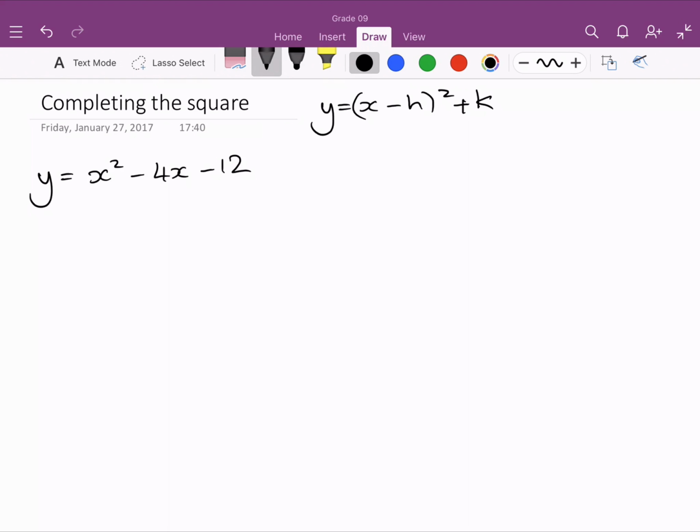Here I have a quadratic, x squared minus 4x minus 12. To the right of that I have the standard form of completing the square, which is y equals x minus h all squared plus k. By the end of this, we'll rewrite x squared minus 4x minus 12 in that form.